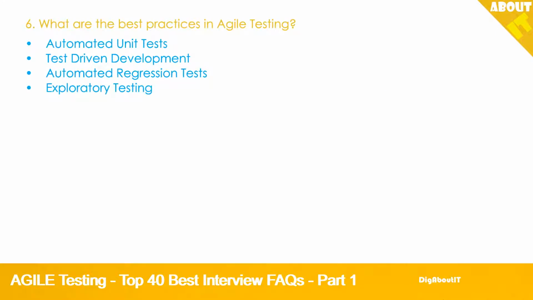6. What are the best practices in Agile testing? Automated unit tests. Test-driven development. Automated regression tests. Exploratory testing.